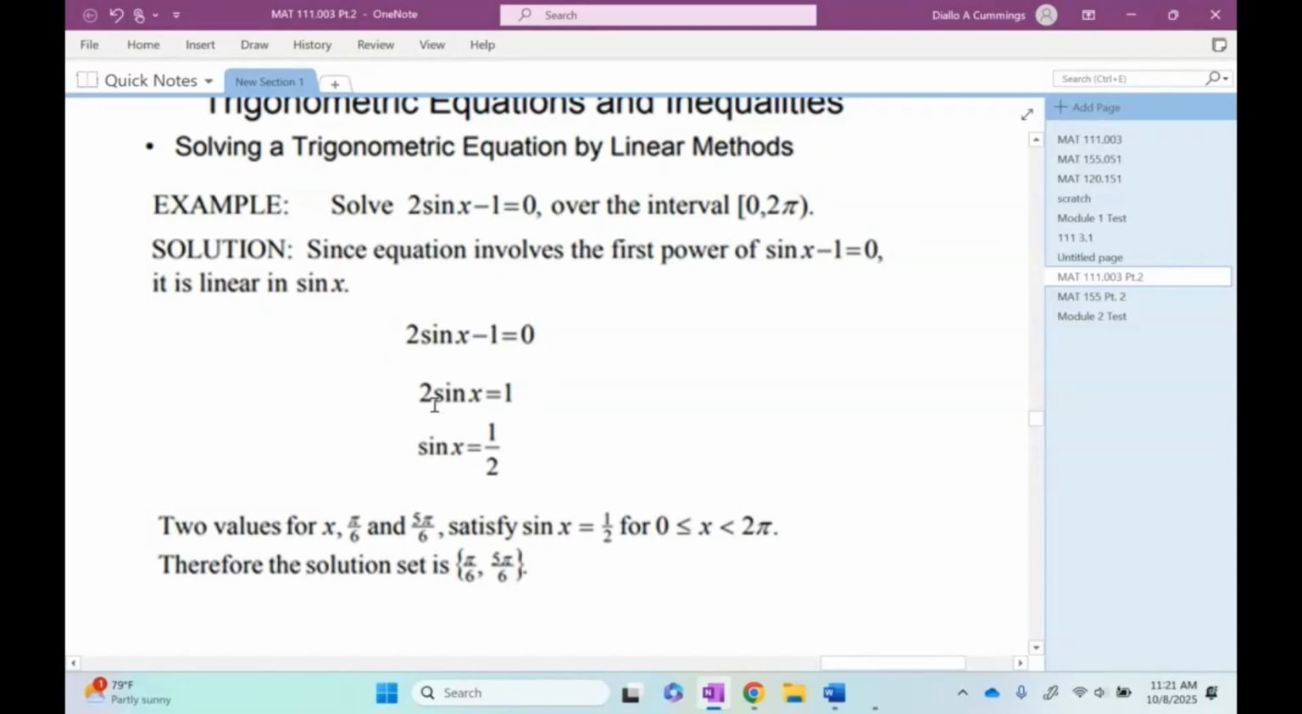And then in order to isolate for the sine of x, the opposite of multiplying 2 by the sine of x is to divide by 2. Right, so we have isolated for our unknown, which is the sine of x is equal to 1/2. And then I think we interpreted this.